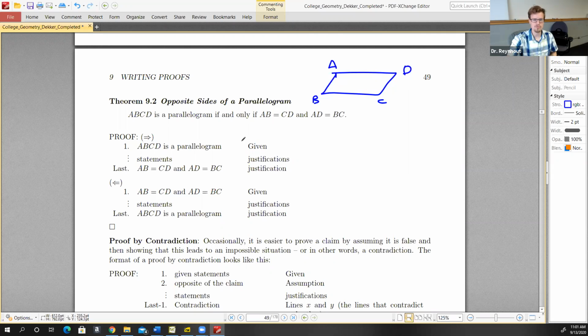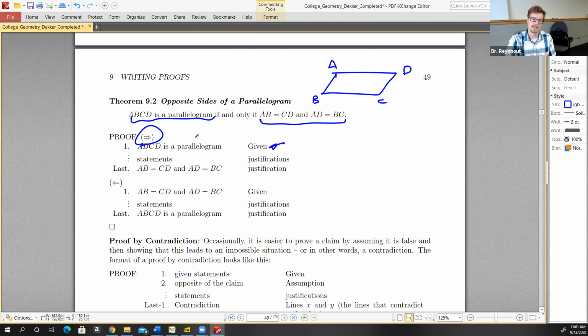If we wanted to prove this, we would have to show it in two directions. We would have to assume that it's a parallelogram and then show that the side lengths are equal. So assume that ABCD is a parallelogram. It's given. We make a statement, we give a justification, we continue on, steps 1, 2, 3, 4, up until the last line of the forward direction should be AB equals CD and AD equals BC, for whatever justification.